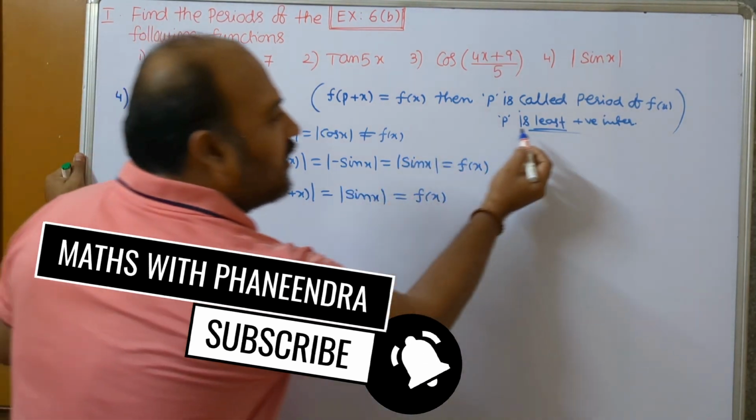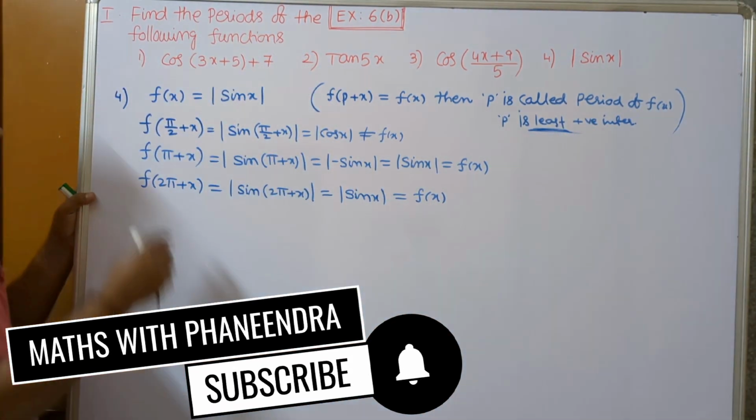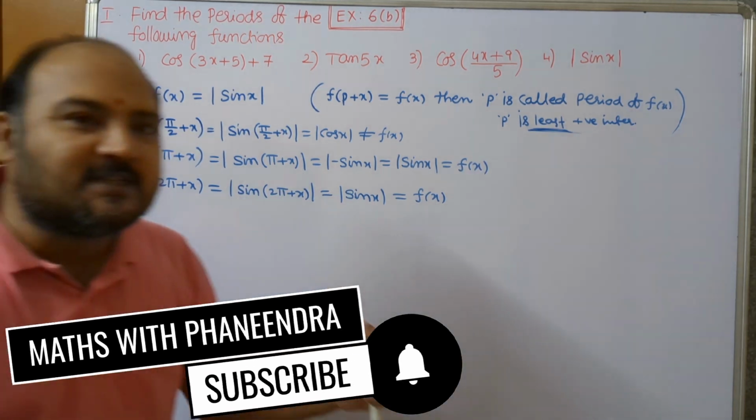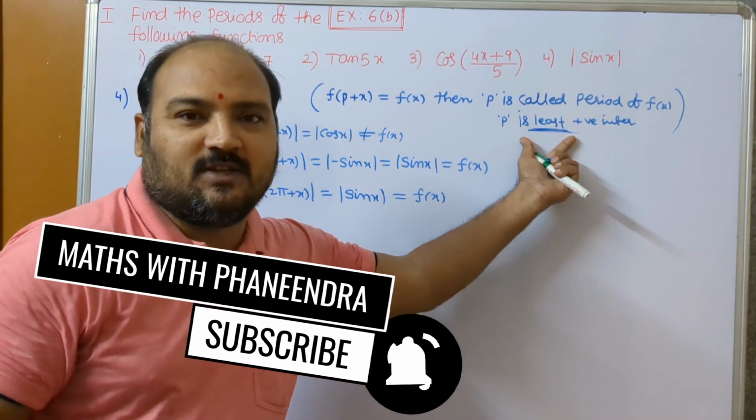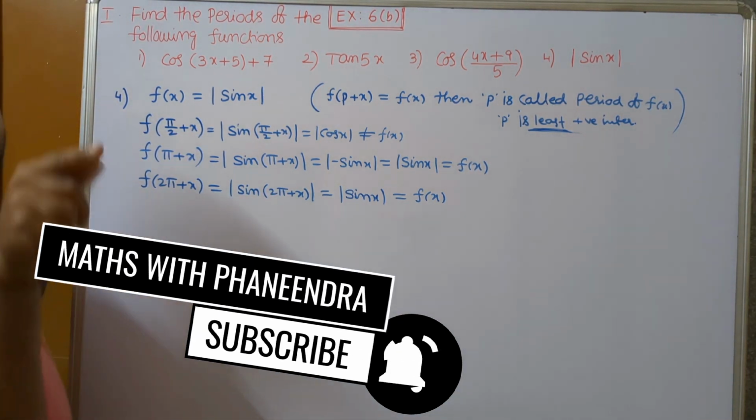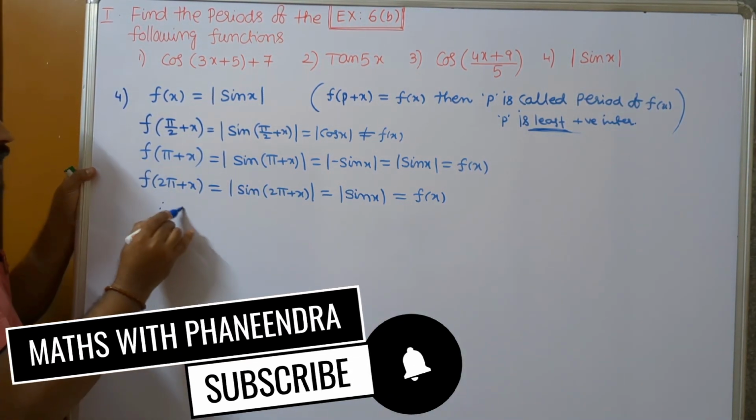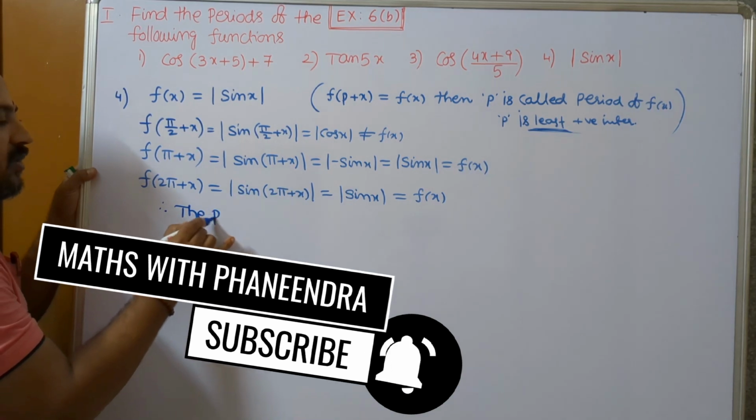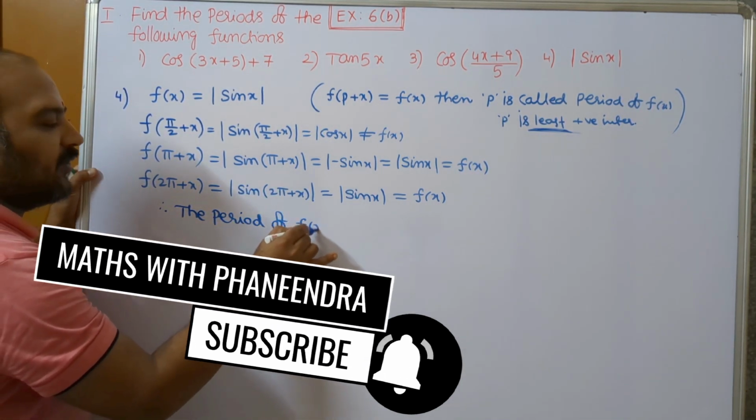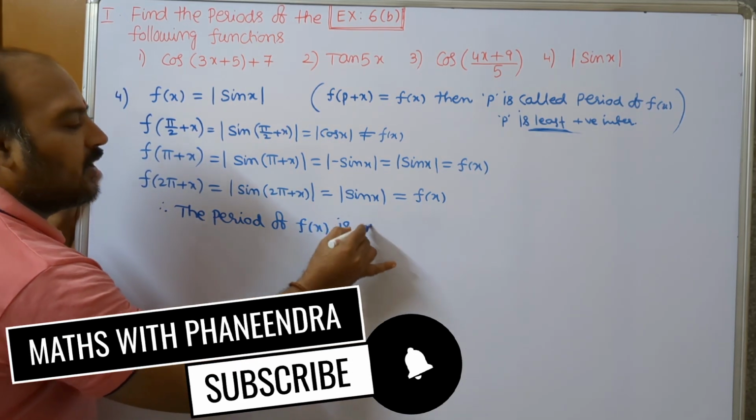Here, according to the definition, among pi and 2 pi, which one is least? Least positive value we discussed. So among pi and 2 pi, the least value is pi. Therefore, the period of f of x is pi.